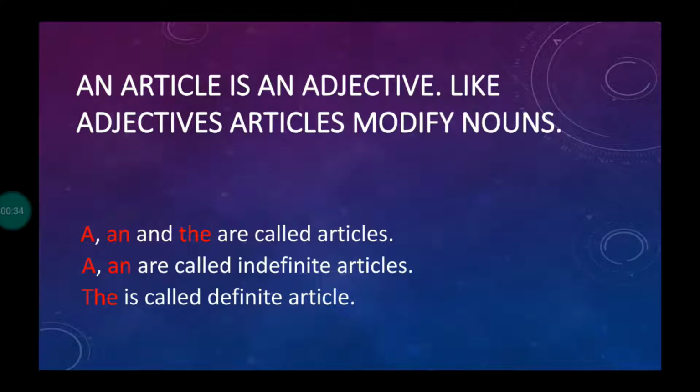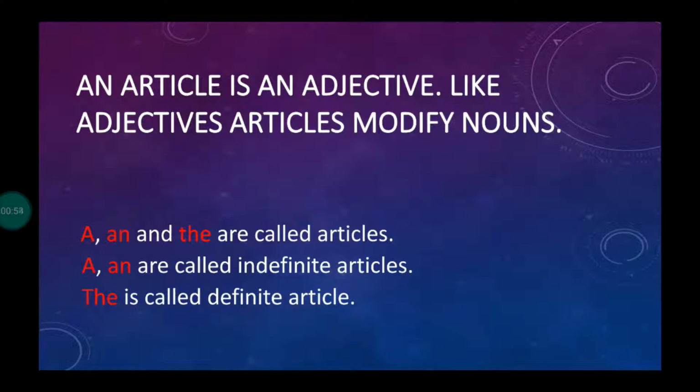First of all, an article is an adjective, and like adjectives, articles modify nouns. Now, what is the meaning of that? Articles modify nouns and no other part of speech. But it is like an adjective because adjectives tell you something more about nouns.